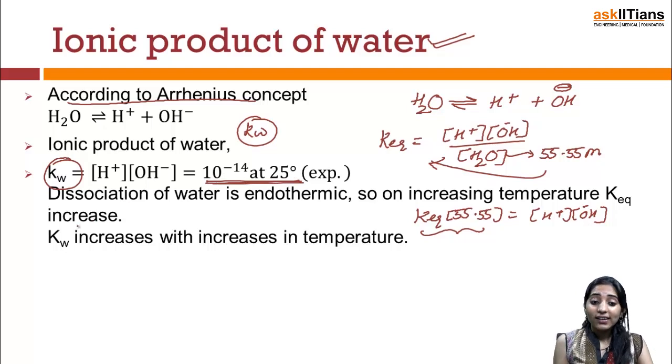So we can say that the dissociation of water is endothermic. So on increasing the temperature, the K equilibrium will increase. If you are increasing the temperature, if you are giving more and more heat to water, it gets more and more dissociated, and hence the value of K equilibrium will increase. Now Kw also increases with the increase in temperature because Kw contains a factor of K equilibrium.